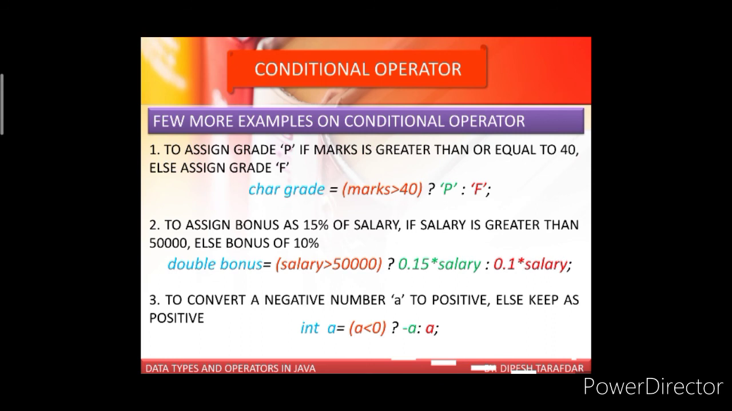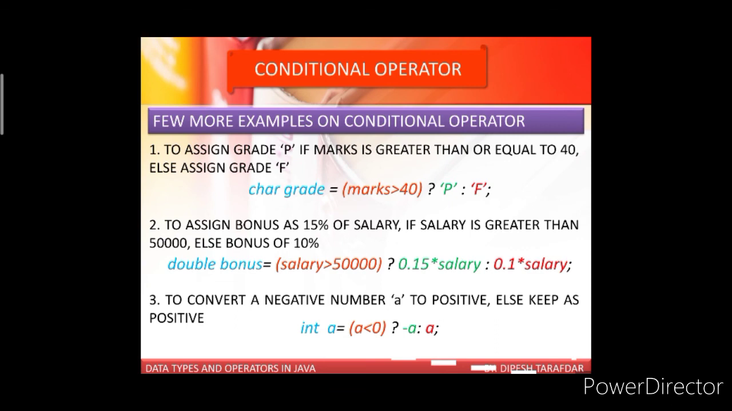To assign a bonus as 15% of salary if the salary is greater than 50,000, else a bonus of 10%. So here the condition is that the salary should be greater than 50,000. If it is so, it is 15% of the salary as bonus. So 15% means 0.15 into salary, if this condition is true, else 0.1 into salary, that is 10% of the salary.